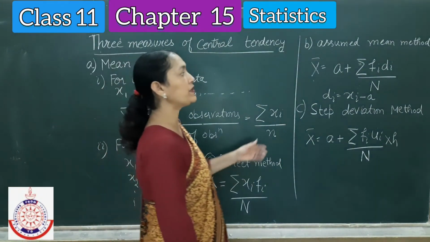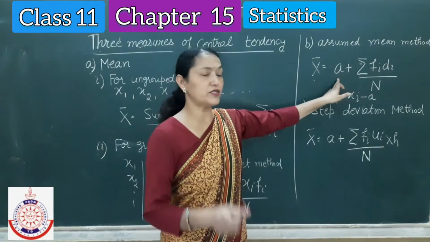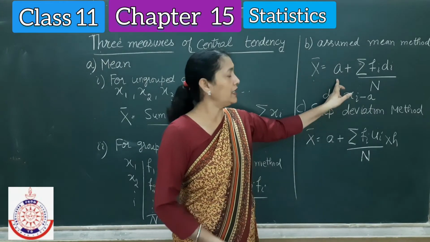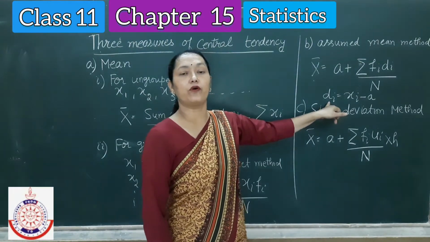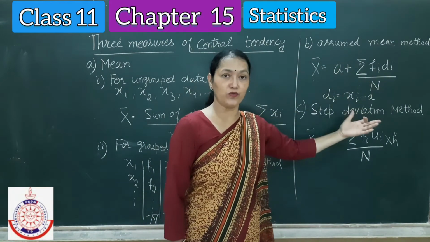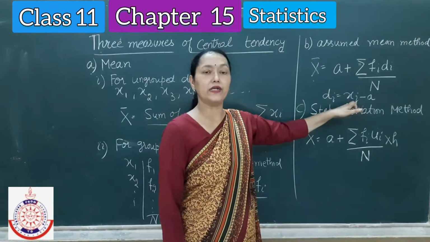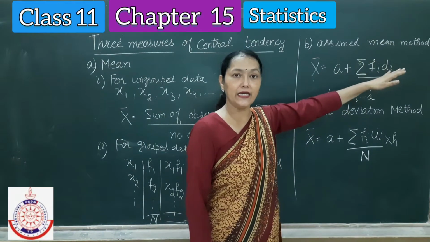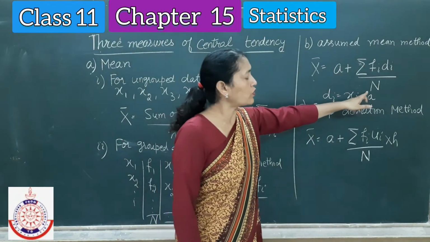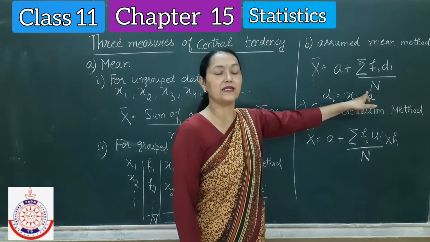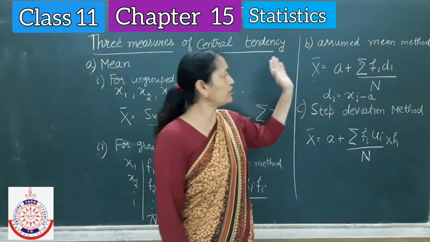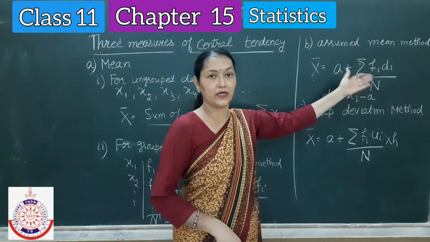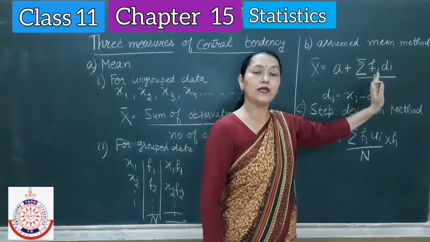Next, we have learned assumed mean method. Here we used to assume a particular value of xi, we used to assume it as A, assumed mean. And then we calculated deviation from each xi. Subtract assumed mean, then whatever is obtained is called di. In the last, calculate sum of fi di divided by total of frequencies, sigma of fi, that is capital N, and then whatever you have taken A, you have subtracted from each value, in the last, add it again. A plus sigma fi di upon capital N.